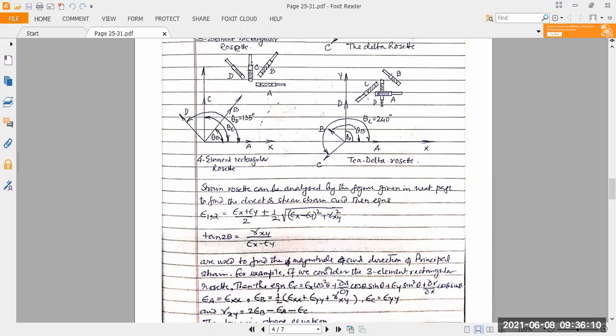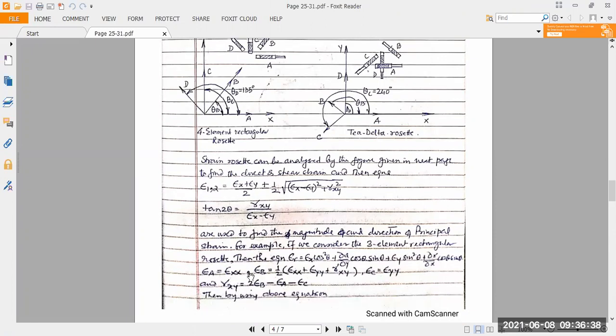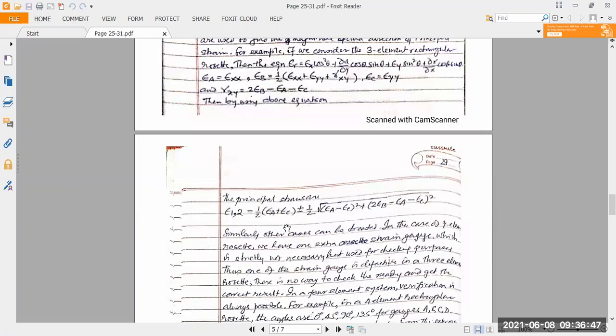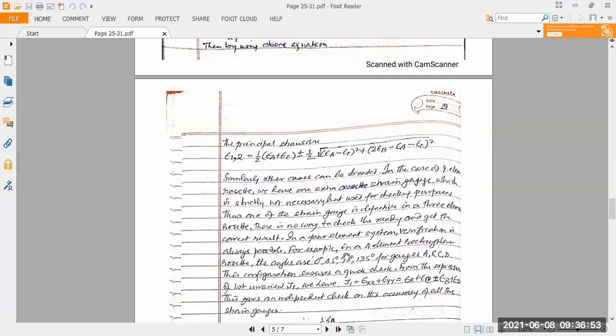Now the magnitude and direction of principal strain. For example, if we consider the three-element rectangular rosette, then the equation is epsilon theta equals epsilon x cos squared theta plus epsilon y sin squared theta plus gamma xy cos theta sin theta, where epsilon A is epsilon x, epsilon B is half of epsilon x plus epsilon y plus gamma xy, and epsilon C is epsilon y, and gamma xy is from epsilon B, epsilon A and epsilon C. Then by using the above equation, the principal strains can be determined. Similarly, other cases can be treated.